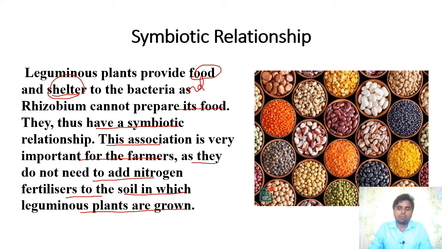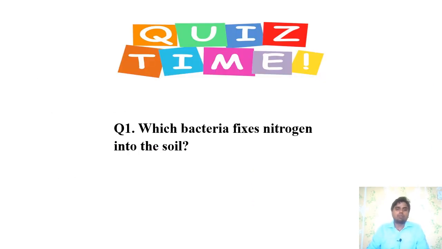Okay, so we will move forward. Now you have to tell me which bacteria fixes the nitrogen into the soil. So we have studied right now in the symbiotic relationship of leguminous plant that the rhizobium bacteria helps to fix the nitrogen into the soil. So the answer would be rhizobium. Okay, so it is clear.